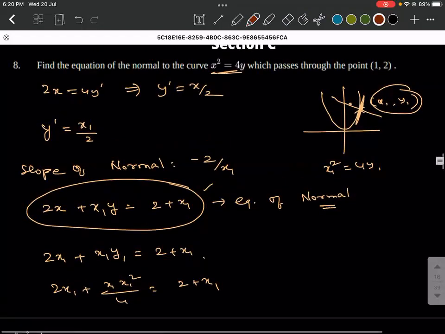One is I found the slope of the tangent. Then I took the point at which the normal is drawn as x1 comma y1. Then we found the slope of the normal. So the slope of the normal is minus 2 divided by x1. With that, I wrote the equation.